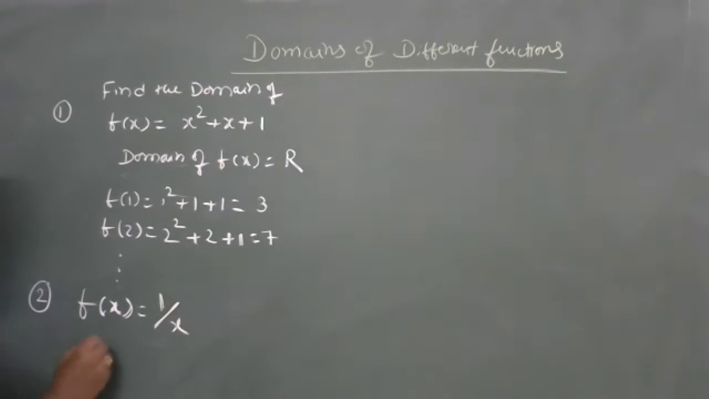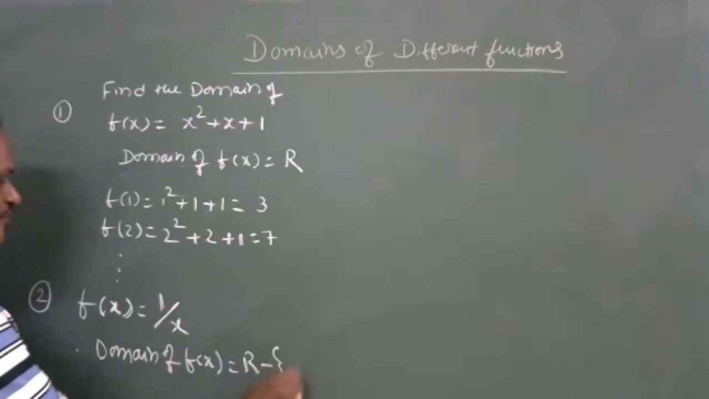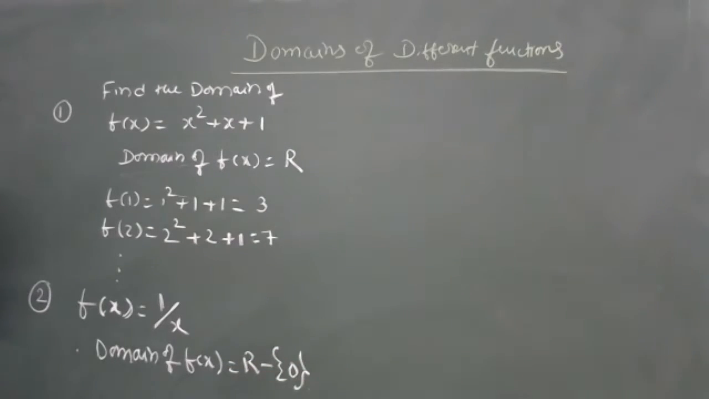Therefore, the domain, meaning the input values: the domain of f of x is nothing but R minus 0. Why? Because for x equal to 0, this becomes undefined. That's why the domain of f of x is nothing but R minus 0. Right, my dear students? Next, one more problem.